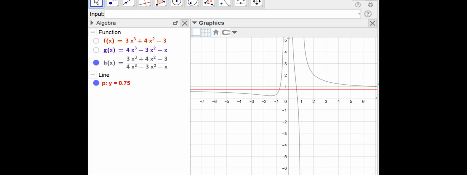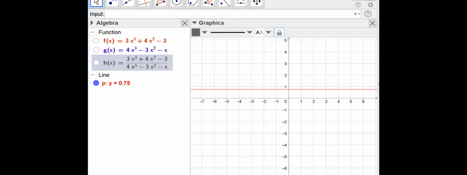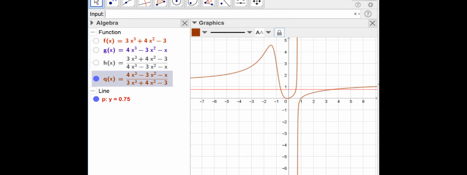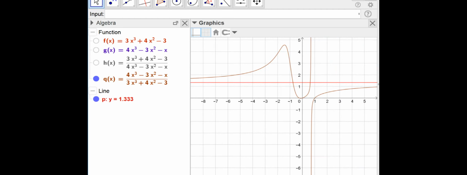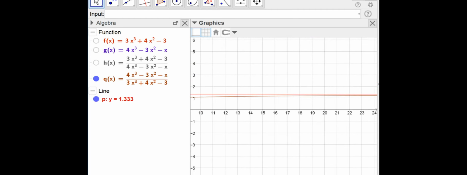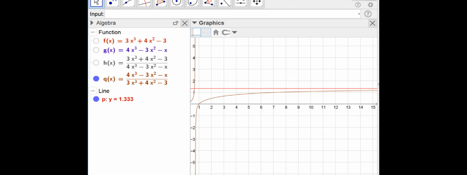If I were to flip it, so we did f divided by g, let's do g divided by f. Now if the leading degrees are still the same, they're still both x cubed, where should the horizontal asymptote be now? 4/3. So if I type in 4 divided by 3, we see that in the long run, that graph does approach those horizontal asymptotes.